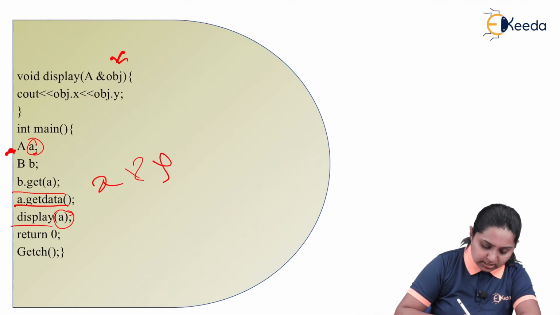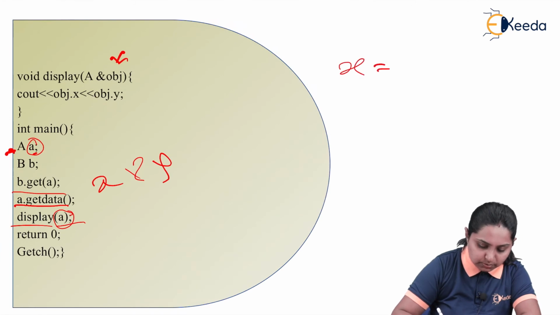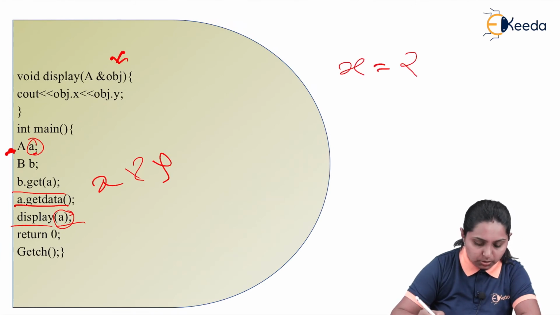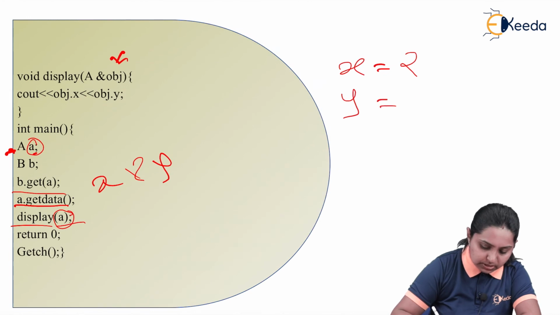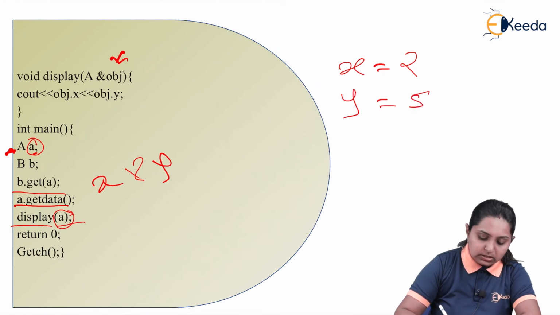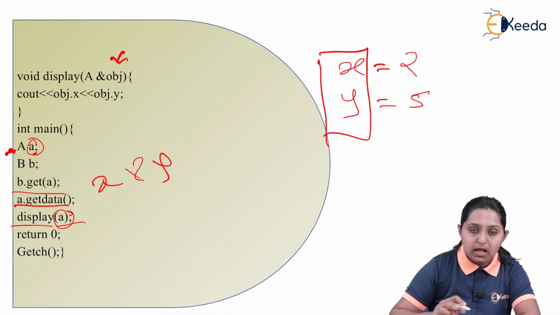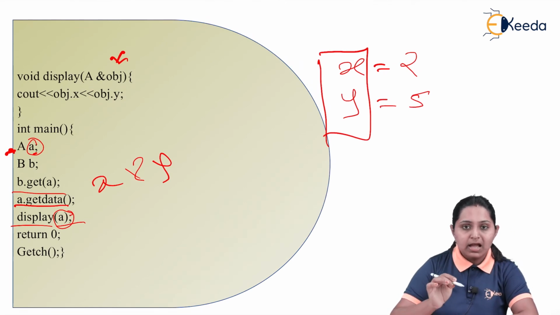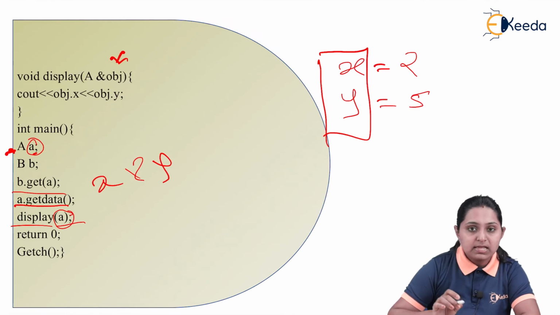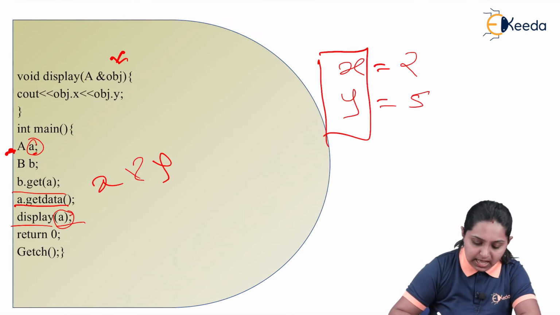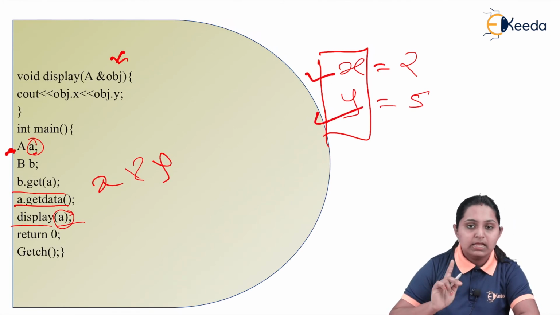So, when we call display, finally you will get the output as X equal to some value, say 2, and Y equal to some value, say 5. These X and Y are the private data members of class A, but because we make class B a friend inside class A, we can access the private data members X and Y of class A inside class B, and we can perform the addition of these two values.